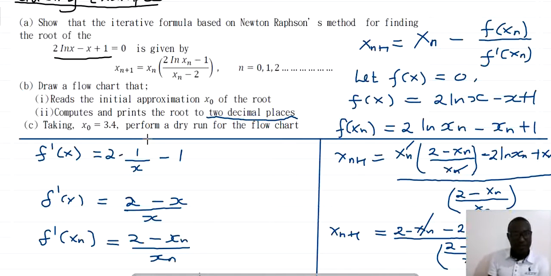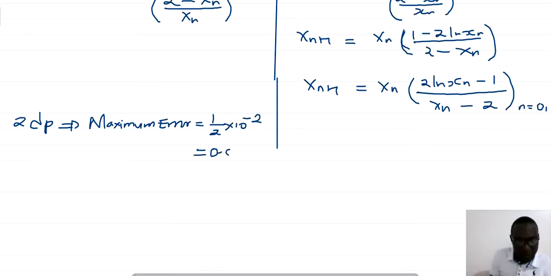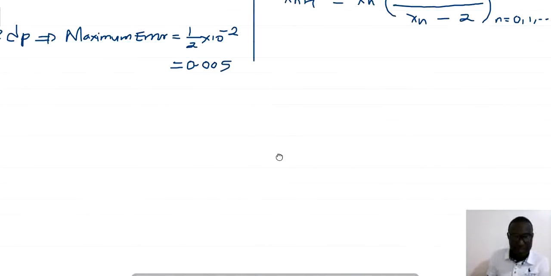So what is going to be in our decision box is going to involve the maximum possible error, because 2 decimal places will have to give us that. So let us get started there. 2 decimal places imply that the maximum error is equal to 1/2 times 10 power -2, and this here is equal to 0.005, right? So we are going to start drawing our flow chart right here.